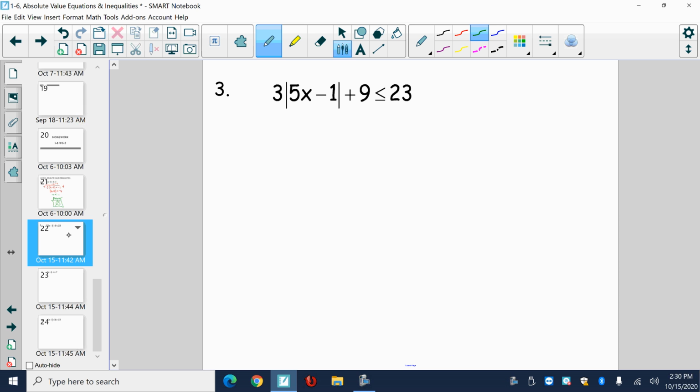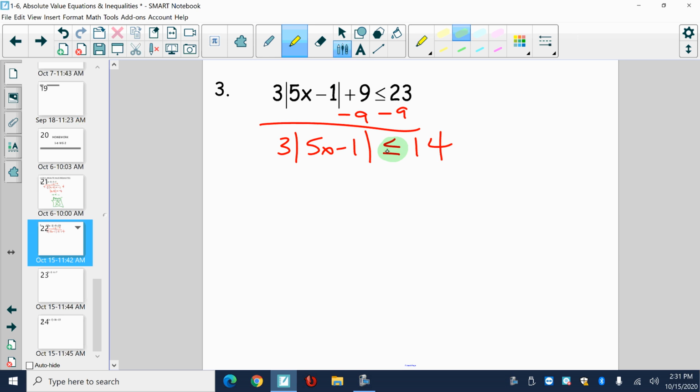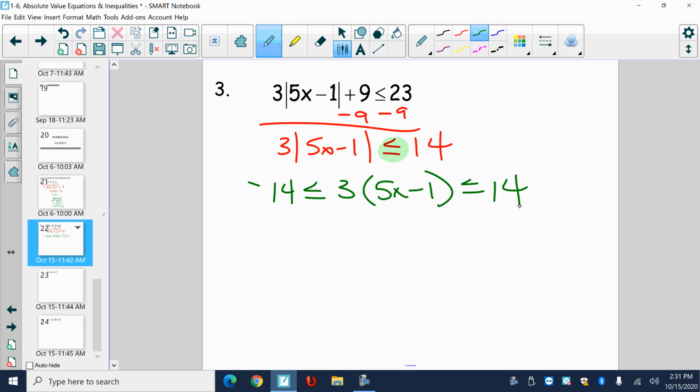Number 3. Keep going. We're going to go ahead and subtract 9. 3, absolute value of 5x minus 1 is less than or equal to 14. I could divide both sides by 3, but 14 is not divisible by 3, so it's going to make it kind of yucky. So let's go ahead and make this into an and statement. So the opposite of 14 is negative 14 is less than or equal to 3, parenthesis 5x minus 1, less than or equal to 14.